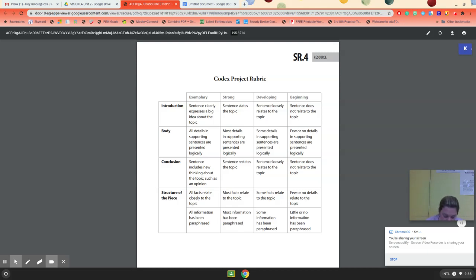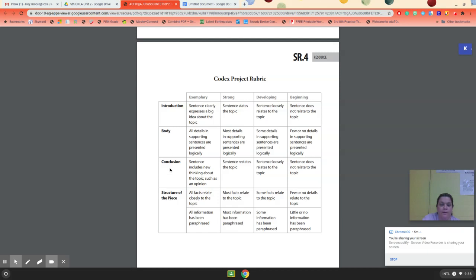If you look on the left side right here, these are the four things that I'm going to be looking at. I'm going to be looking at your introduction, the body paragraphs, and the conclusion. Also, is your structure. And I'll talk about structure here in a minute.